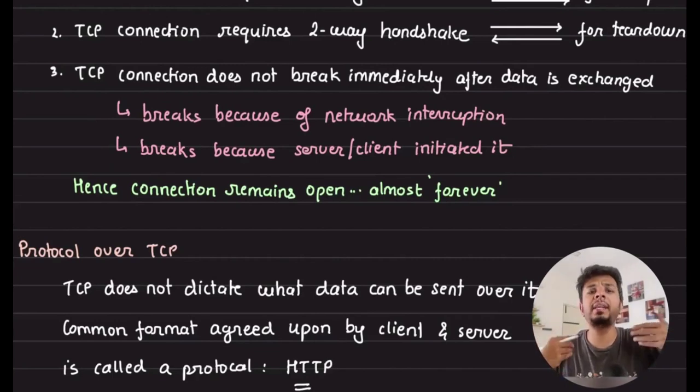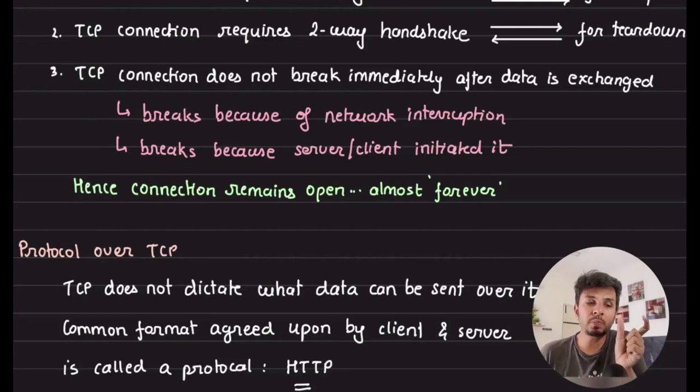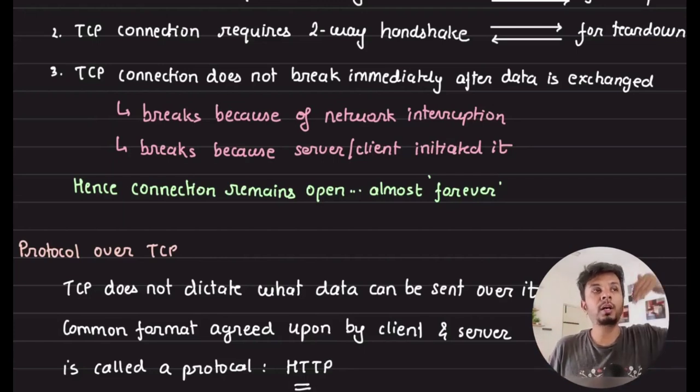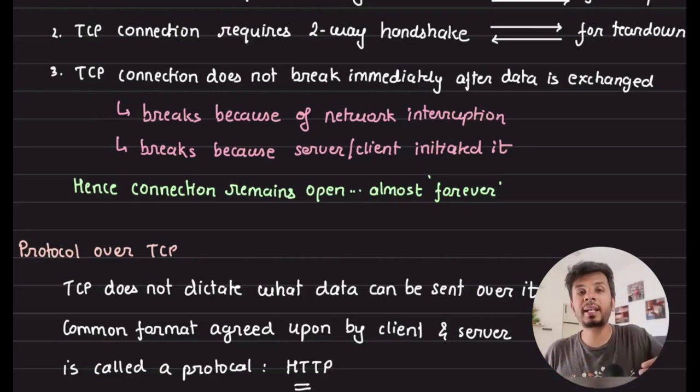I can define any way through which I would want to send the data. TCP creates those packets and sends the data over the network. So TCP takes care of that. Now, the way your client can tell the server, hey, invoke this API, hey, do this, hey, do that, that protocol is totally up to us. So TCP does not dictate what data can be sent over it.